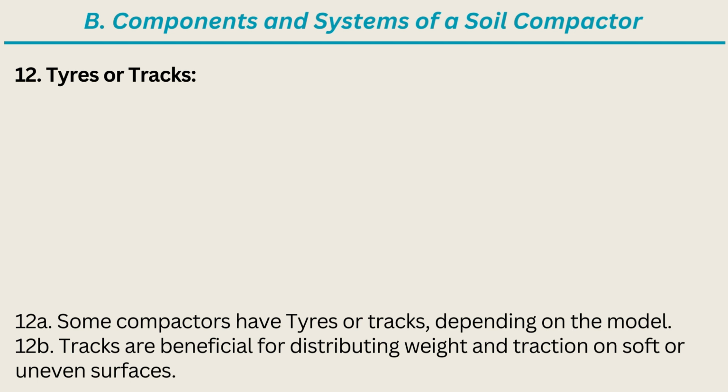12. Tires or tracks. 12A. Some compactors have tires or tracks, depending on the model. 12B. Tracks are beneficial for distributing weight and traction on soft or uneven surfaces.